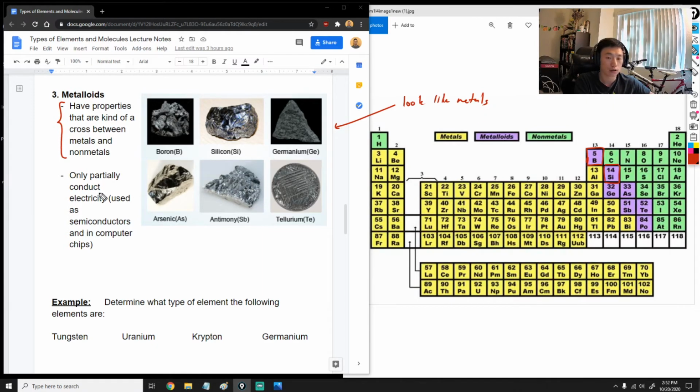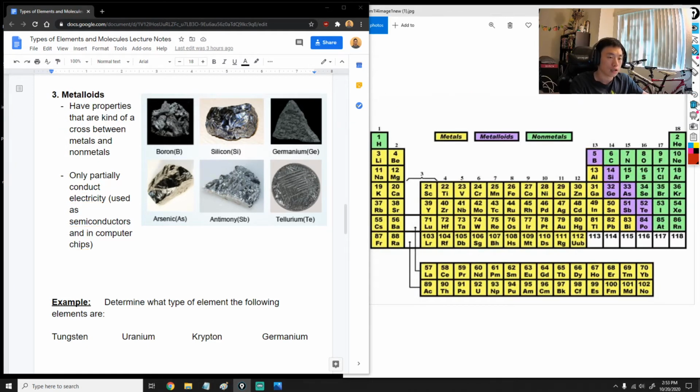We said earlier that metals are really good at conducting electricity. That's why we use them to make wires so that electricity can flow through them well. But metalloids are only partially conductive, which means they kind of let electricity through, but they kind of don't. So it's an in-between between metals and nonmetals, because nonmetals don't let electricity through very well, but metalloids are kind of okay at it. And so we use them for semiconductors and in computer chips where we don't want electricity to flow too well, but we still need some electricity to go through them. Okay, so those are metalloids.